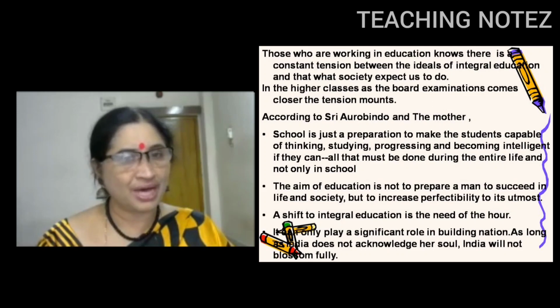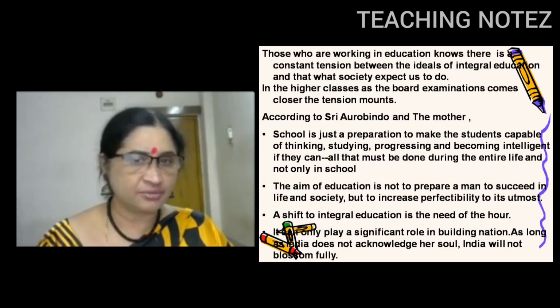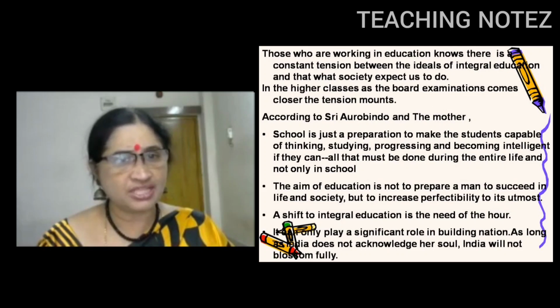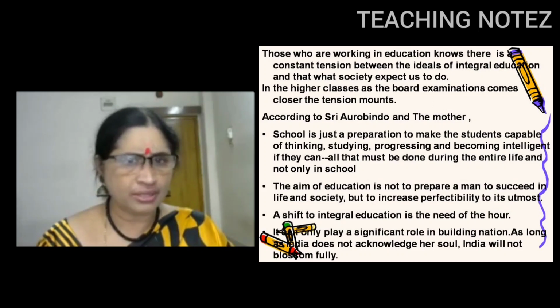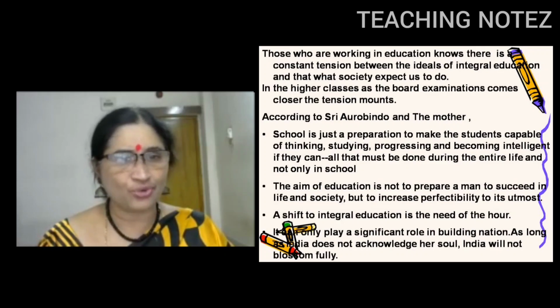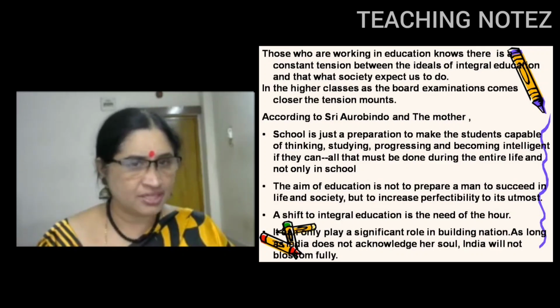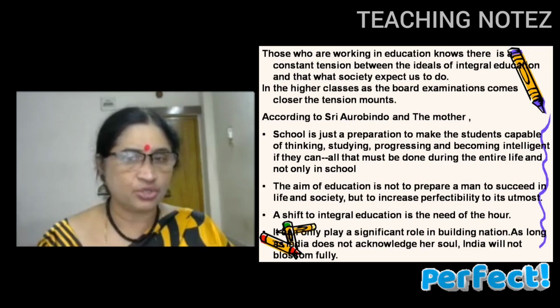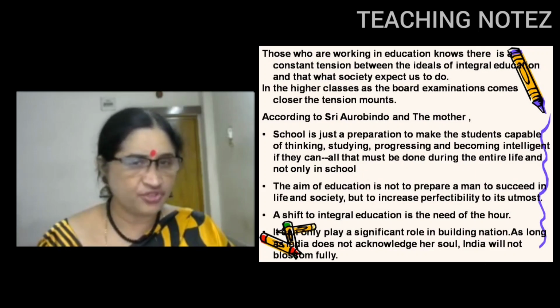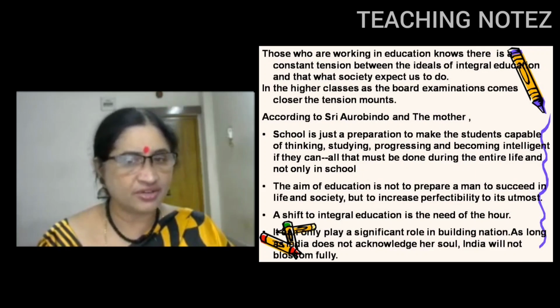According to Sri Aurobindo and the Mother, the school is just a preparation to make students capable of thinking, studying, progressing, and becoming intelligent if they can. All that must be done during the entire life and not only in school. The aim of education is not to prepare a man in life and society to succeed, but to increase the perfectibility to its utmost. A shift to integral education is the need of the hour.